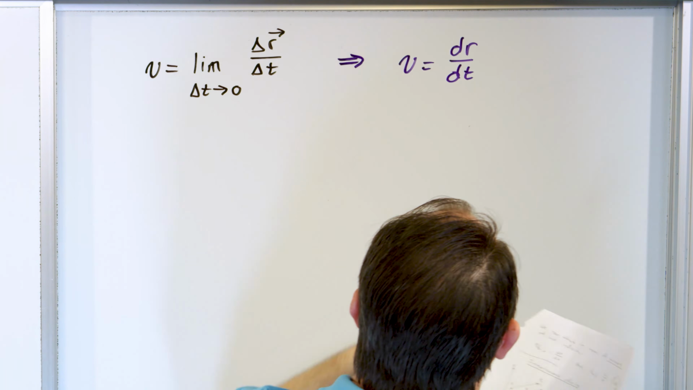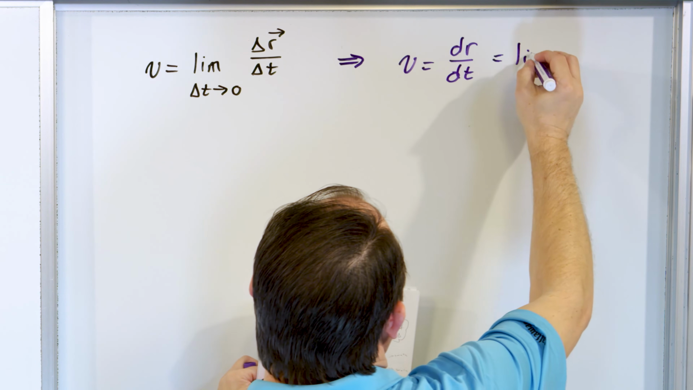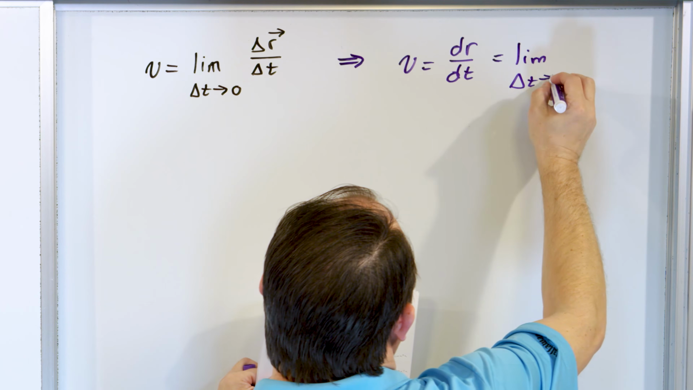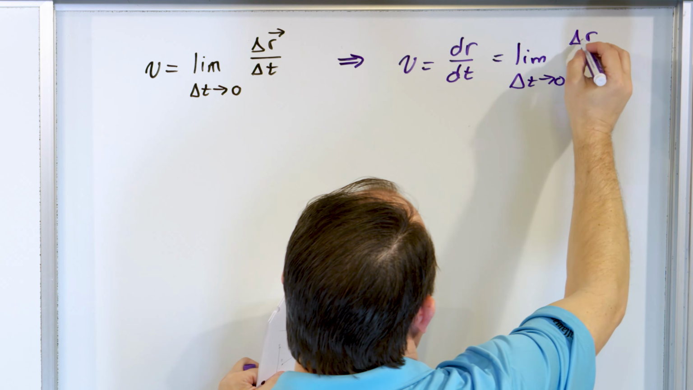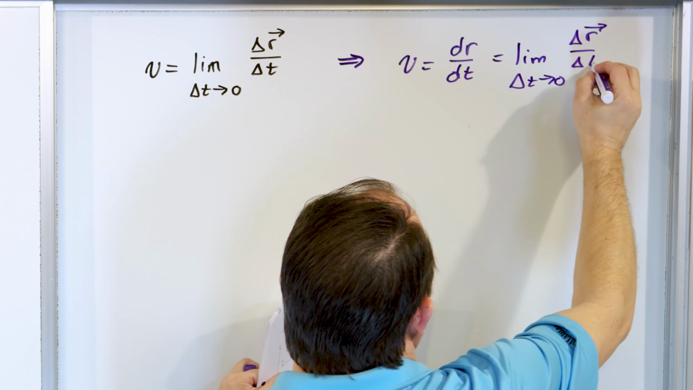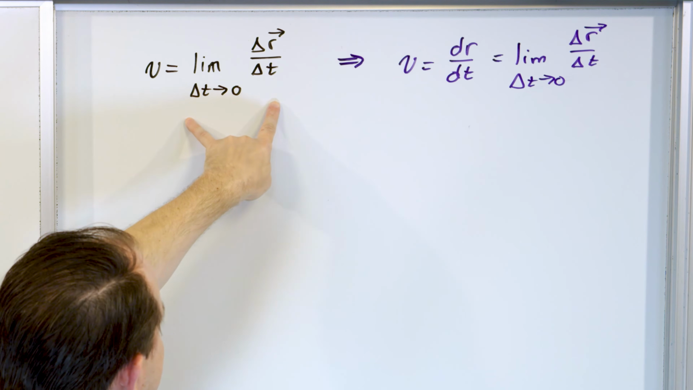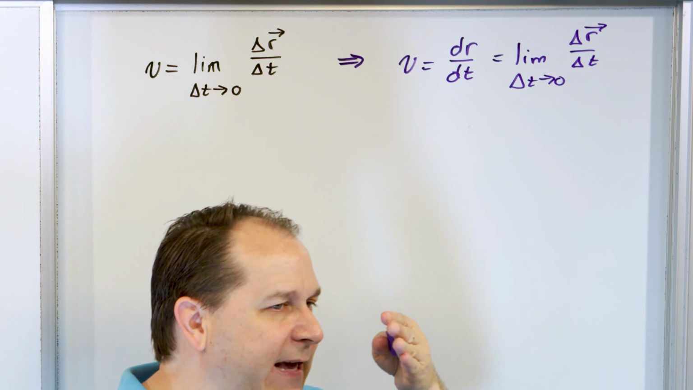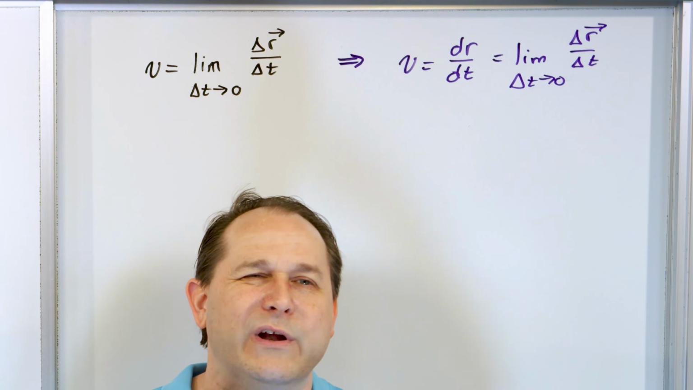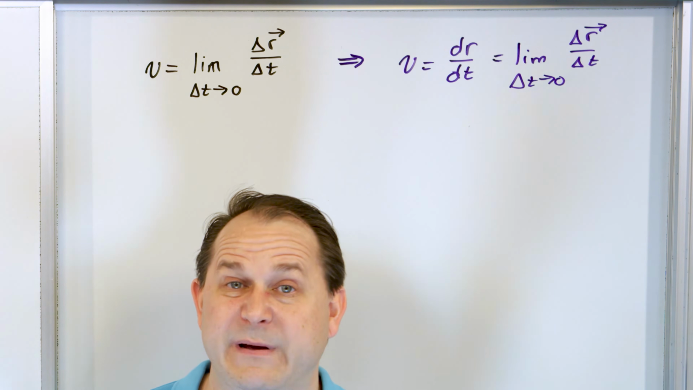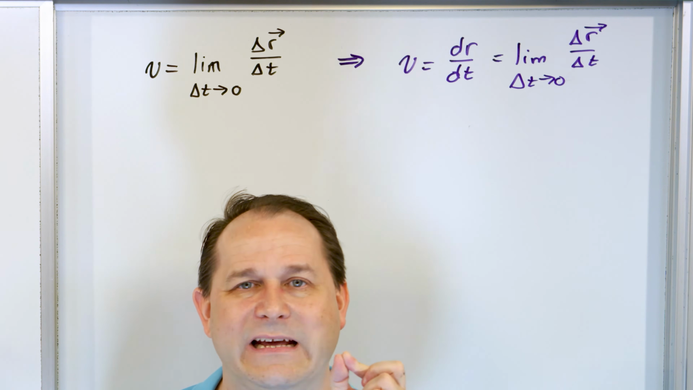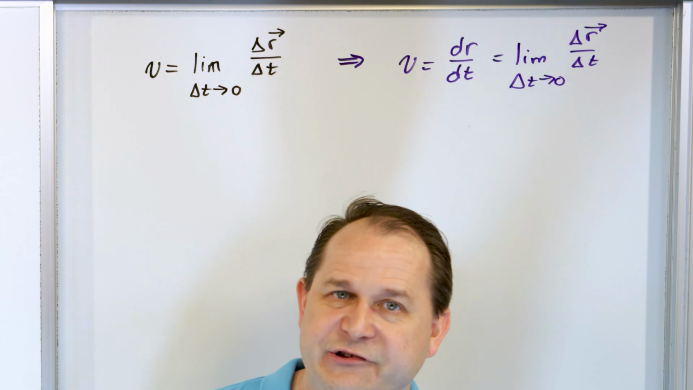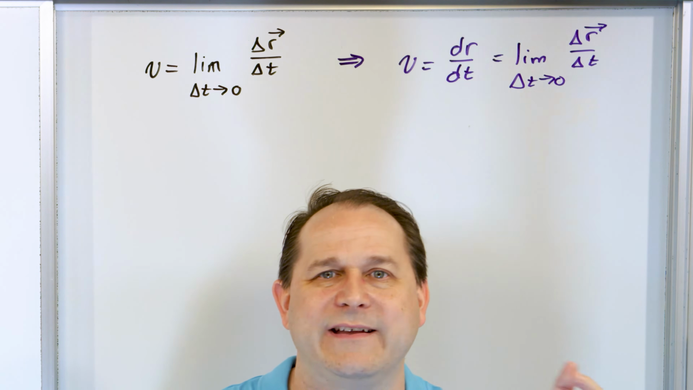When you see dr dt in calculus, what it means is you take the limit as delta t approaches 0 of the change in r divided by the change in time. So it's the same exact thing as this. If you're not taking a calculus-based physics class, we don't talk about derivatives, but this is what it's becoming. This is what the instantaneous velocity is. It's the rate of change of position divided by how long it takes.